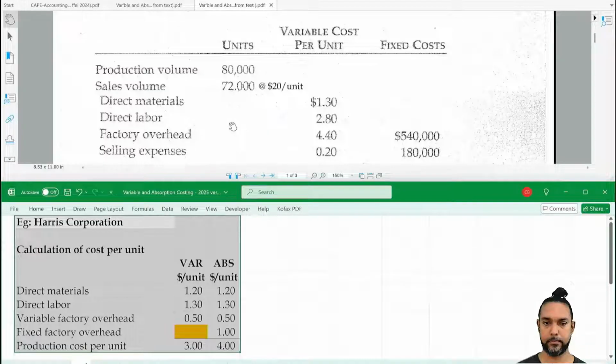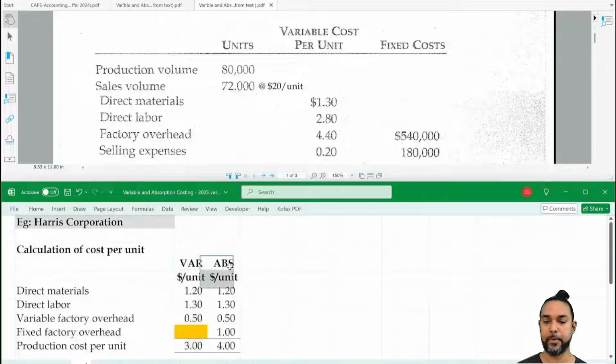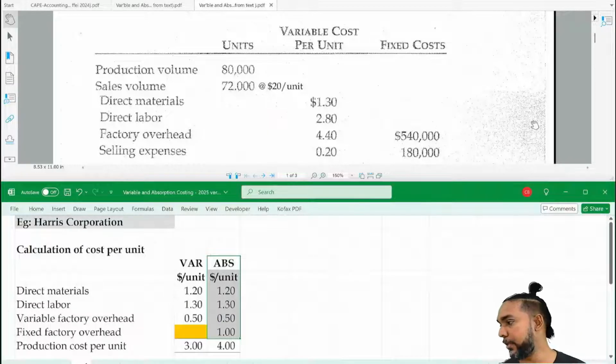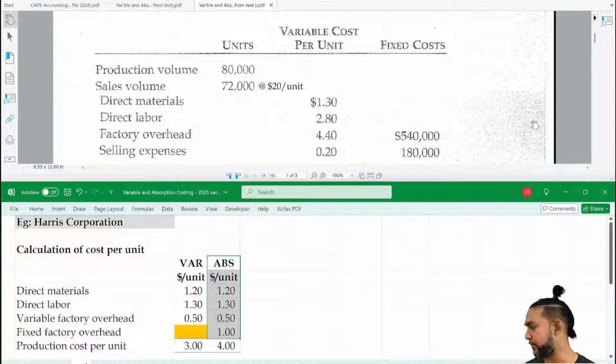So you're doing one column for variable and one column for absorption. For the absorption, just like I did in the Harris Corporation example, you're going to take the fixed costs and divide by the number of units produced, not sold, produced.